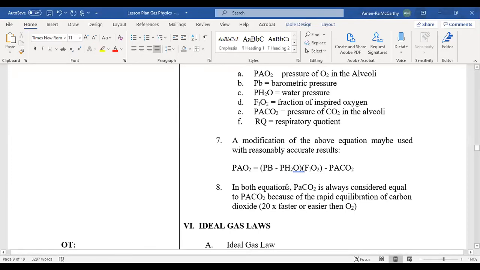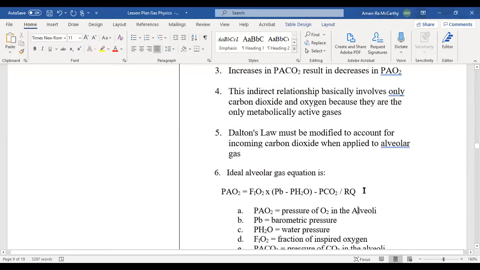But in both equations, the P little a CO2 is always considered equal to the P big A CO2 because of the rapid equilibration of carbon dioxide. How much faster? 20 times faster than oxygen. Don't forget that. CO2 passes that border 20 times faster than oxygen does. So the P little a CO2 and the P big A CO2 are about equal, because as soon as it gets there, it goes right into the alveoli. Okay, so that's what they're showing you. Like I said, let me go a couple steps back. Let's review.